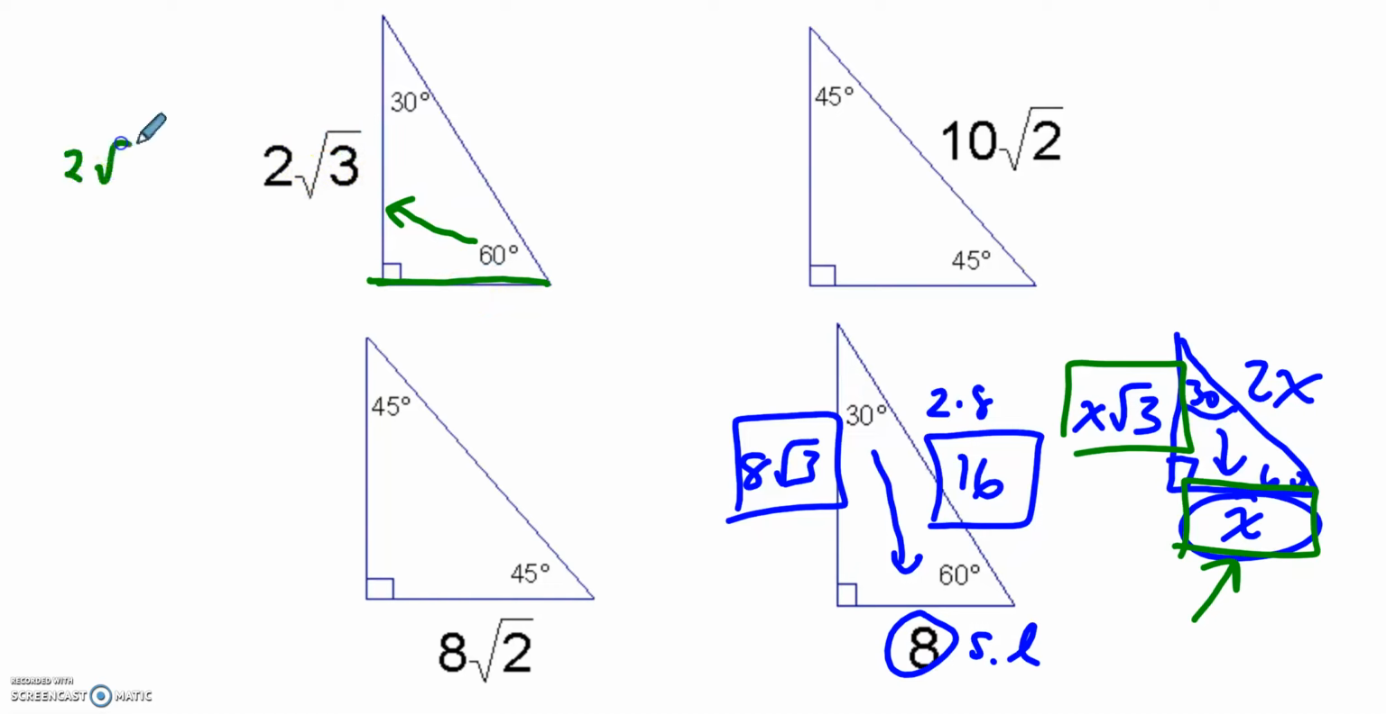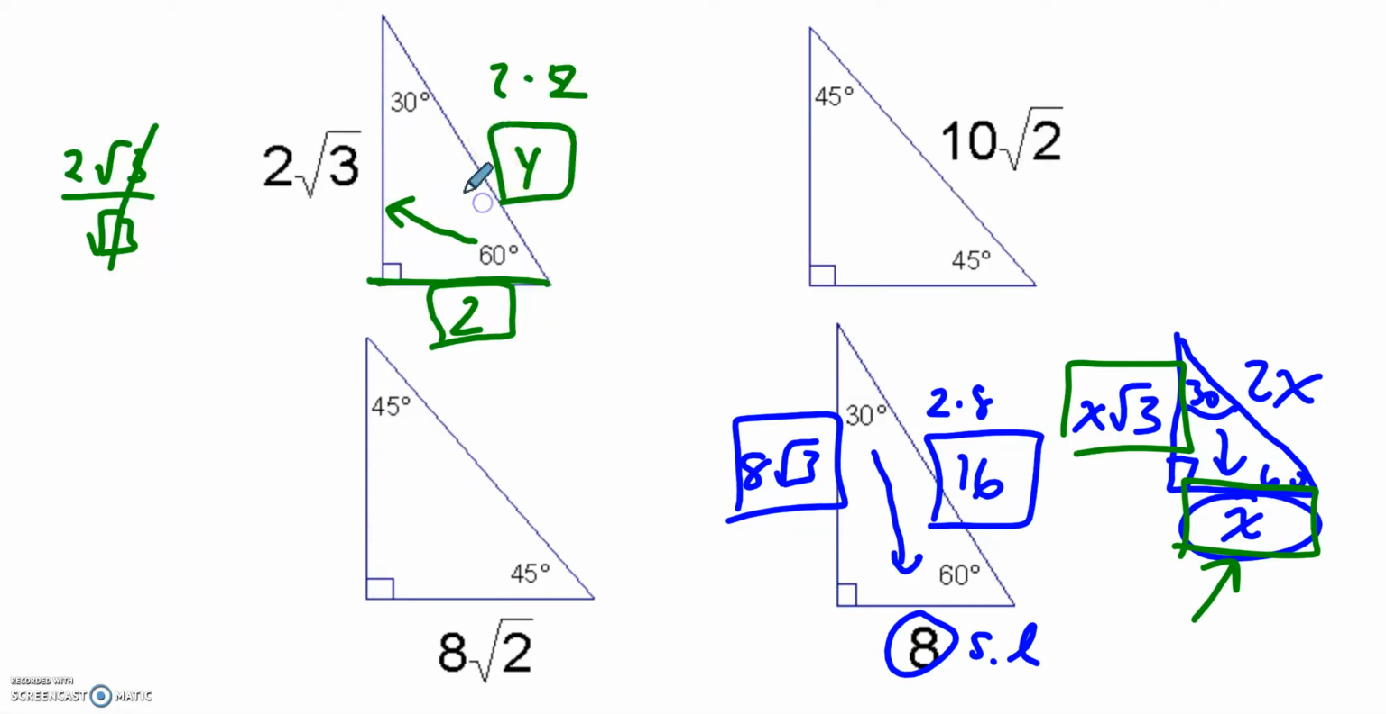So I'd have to take 2 root 3 and divide by root 3 to get from here to here. When I divide root 3 divided by root 3, they cross out. And so that means that my shortest leg is 2, which means even more that my hypotenuse has to be 2 times as big as the shorter leg, or 4.